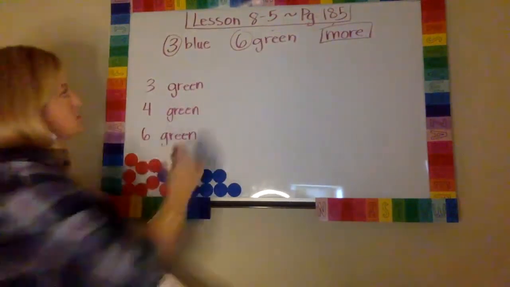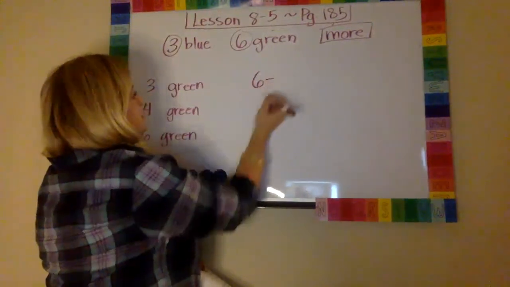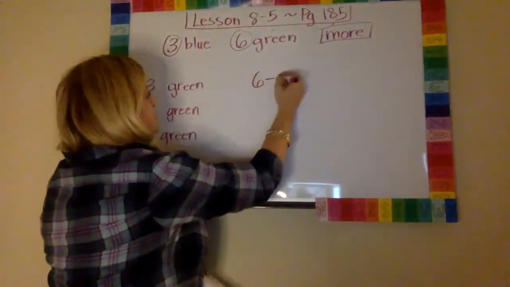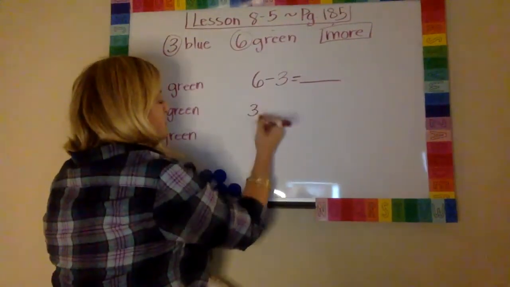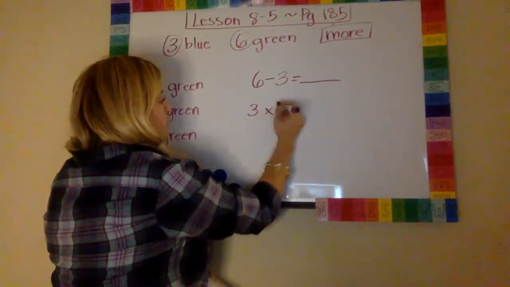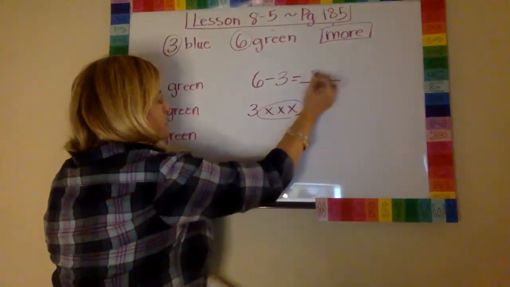First things first, let's turn this into a subtraction problem. The biggest number comes first, which is 6. The only other number we know is 3, equals blank. 3, 4, 5, 6. 3 are missing.